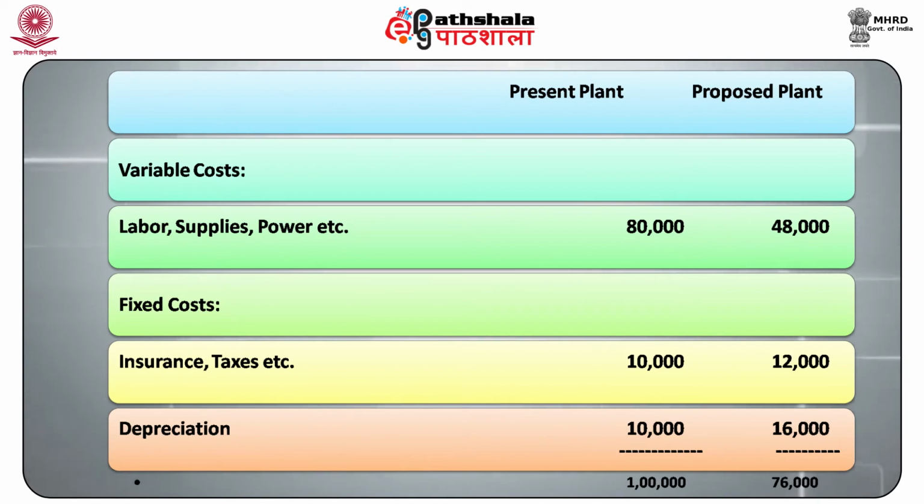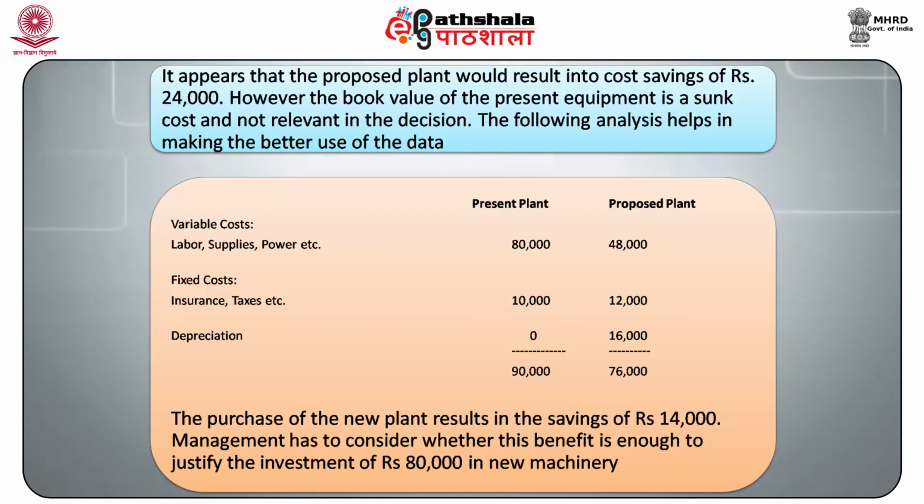For the present plant, the variable costs include labor, supplies and power, which comes out to be 80,000. The fixed costs include insurance, taxes, etc. at 10,000. The depreciation is 10,000. The total value is 1 lakh. For the proposed plant, the variable costs include the labor, supplies, power, etc., which is 48,000. The fixed costs include insurance, taxes, etc. at 12,000, the depreciation at 16,000, and the net is 76,000. It appears that the proposed plan would result in cost saving of rupees 24,000.